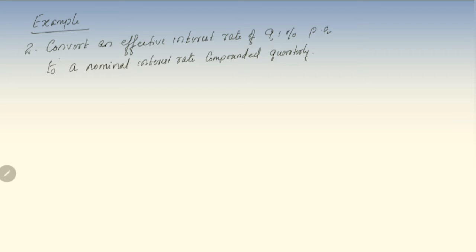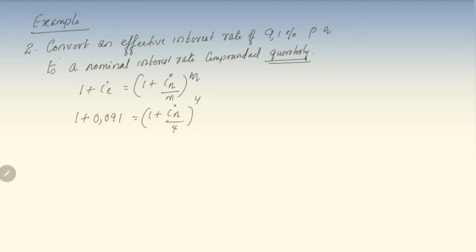Let me write the formula. The formula is 1 plus ie is equal to 1 plus i nominal divided by m, to the power m. So 1 plus ie is what? 9,1%. When you change it into a decimal, you divide by 100, that is 0,091, is equal to 1 plus nominal interest rate divided by m. We can get m from the question. Quarterly means what is the number? 4 is the number. So the power is also 4.